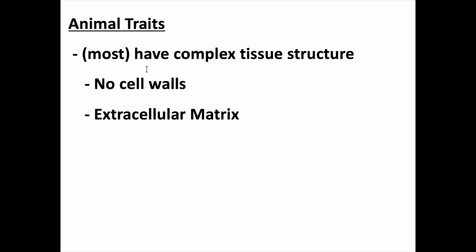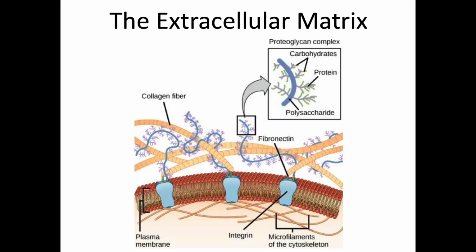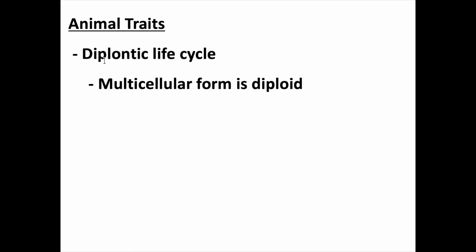Most animals have complex tissues. The one exception is going to be the simplest animals, sponges, which we'll see soon enough. But most of them have complicated tissue. Importantly, no cell walls. Plants had cellulose cell walls, and fungi had chitin cell walls, and bacteria had peptidoglycan cell walls. Animals do not have cell walls. Instead, we have this structure called the extracellular matrix. It provides some external protection, but it's squishier, it's more flexible.